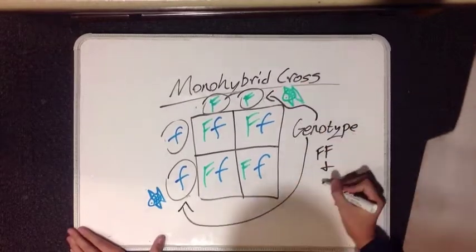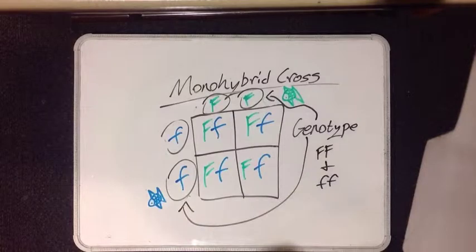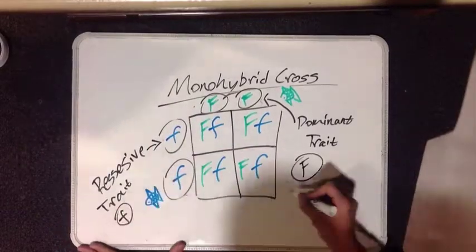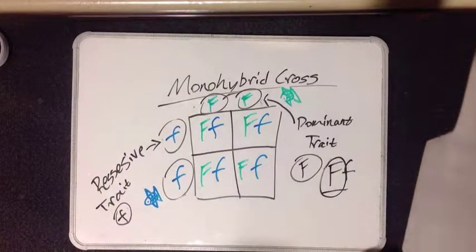The genotype, or the letters that show a trait, is the genetic makeup of an organism. Some examples that relate to this cross are capital FF and lowercase ff. In any genetic cross, there are dominant and recessive traits. The dominant traits can override a recessive trait if the two are combined.